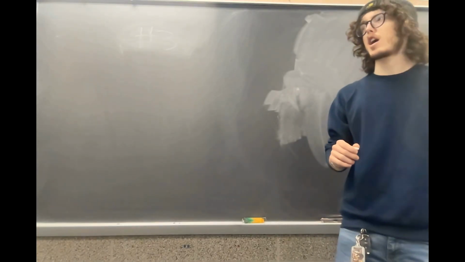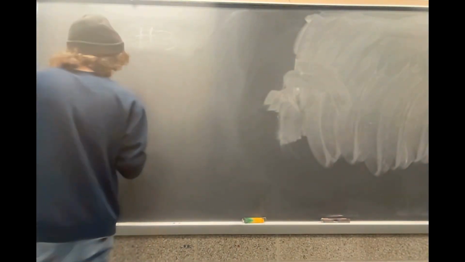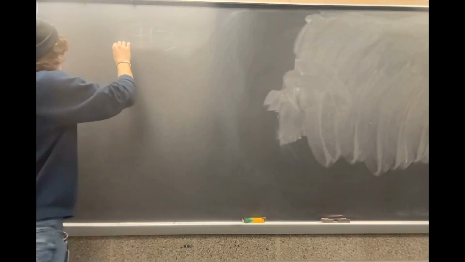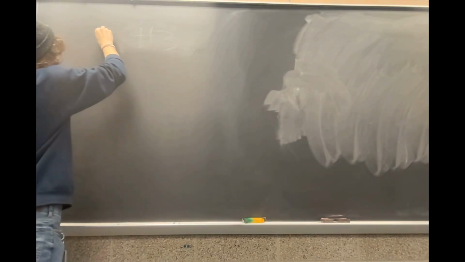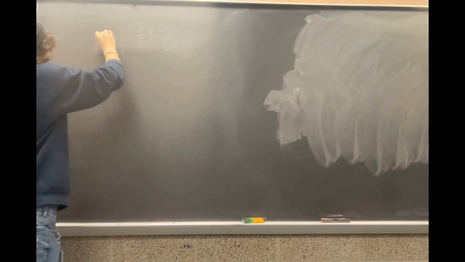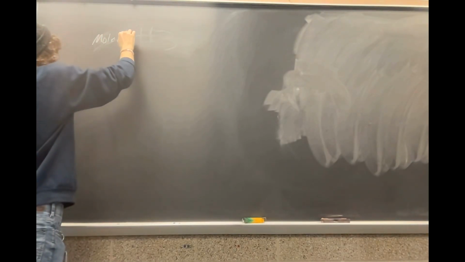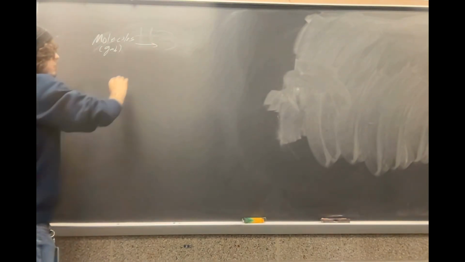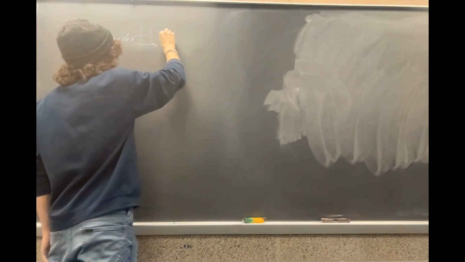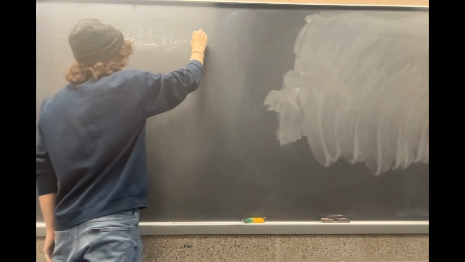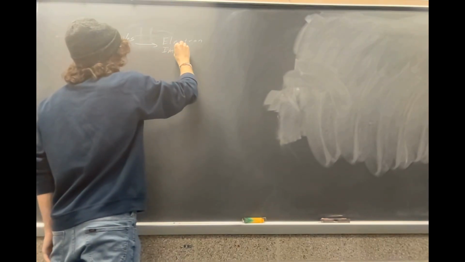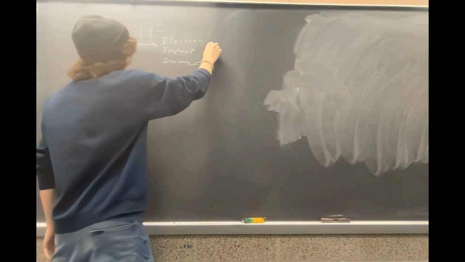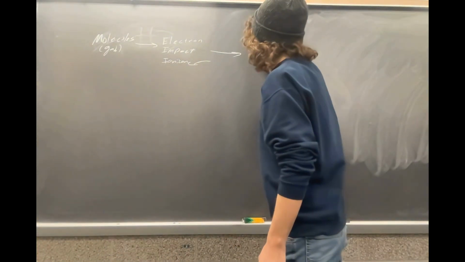Electron impact ionization is used in mass spectrometers, and it follows a very simple format. You have a way to get molecules, usually a gas. You're going to ionize them in an electron impact ionizer, and then you're going to bring it to the mass analyzer.